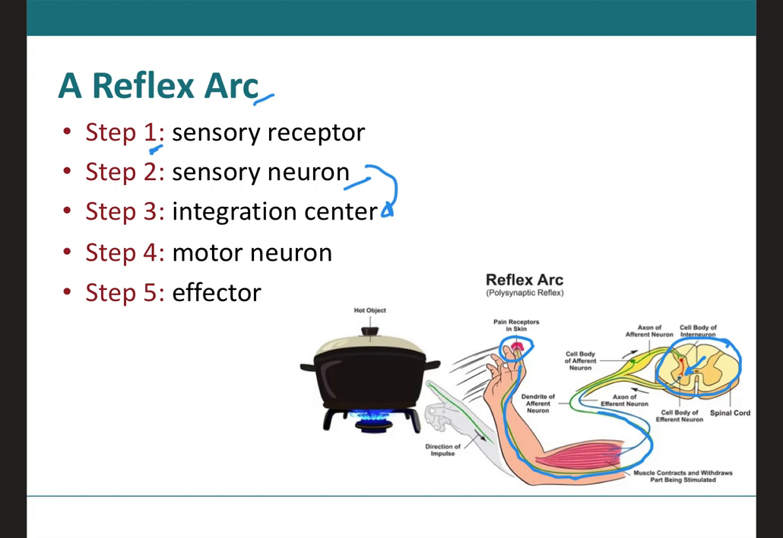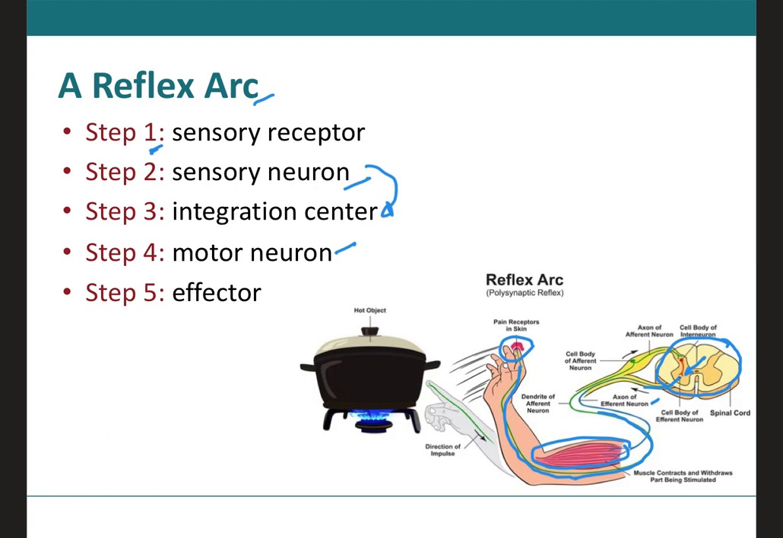Then the information gets taken to a motor neuron, where the axons will conduct action potentials from the integrating center to the effector. And step 5 is the effector, which can be a muscle or a gland that will respond to the initial stimulus at the receptor site. So these are the 5 steps to a reflex arc.